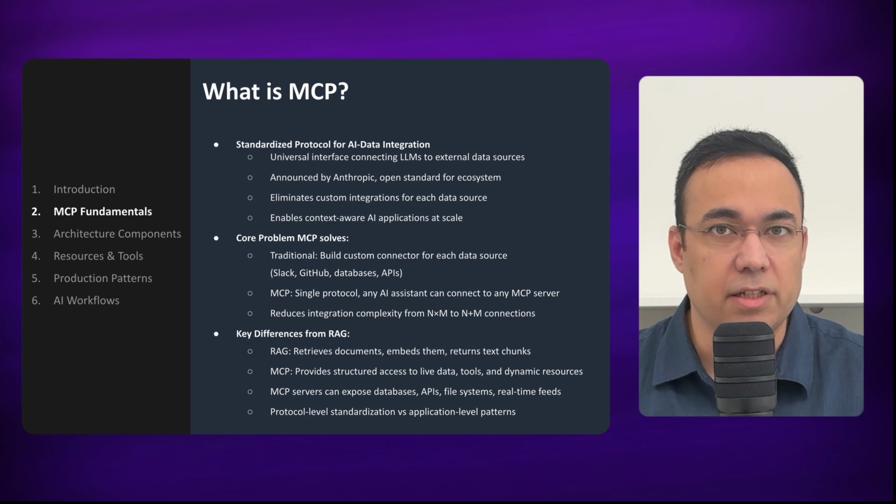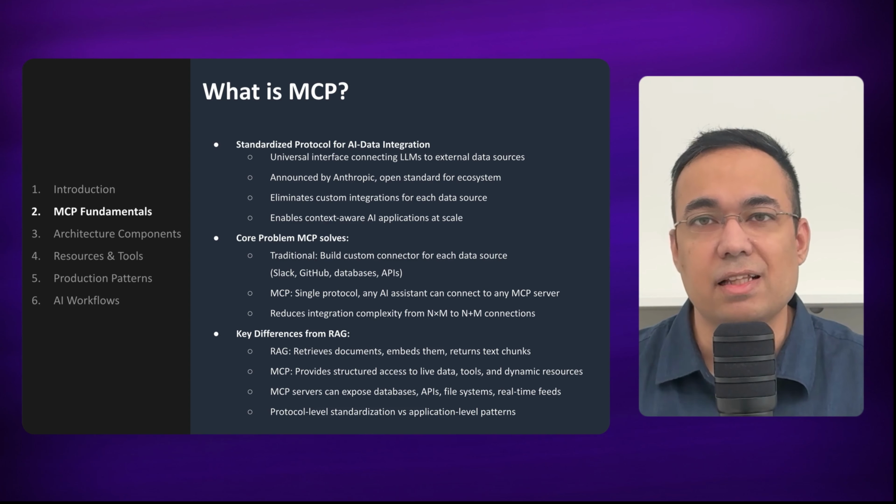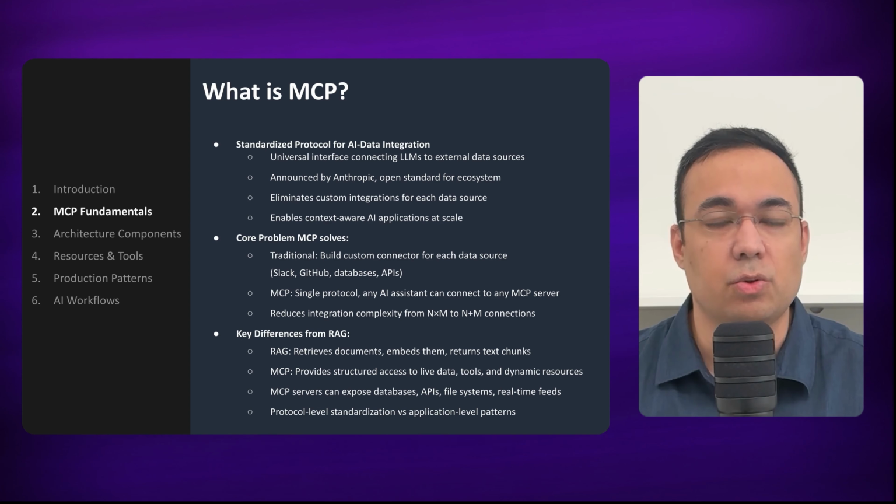If you have 3 AI applications and 10 data sources, that's 30 custom integrations in the old world, but now only 13 implementations will be needed with MCP. This scales beautifully as you add more data sources or AI applications.